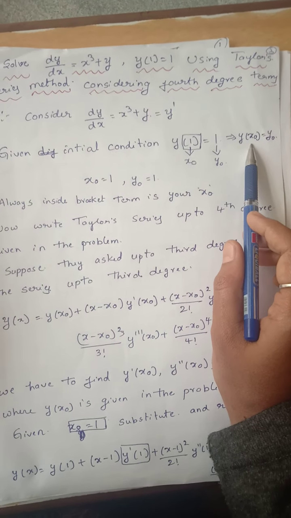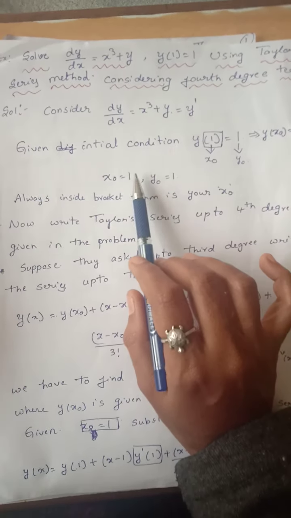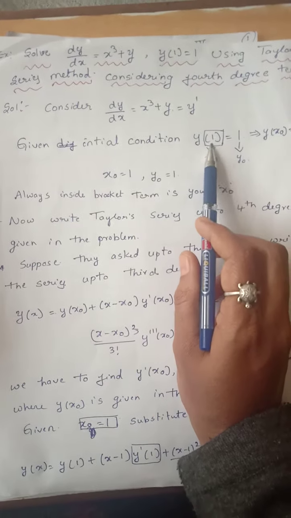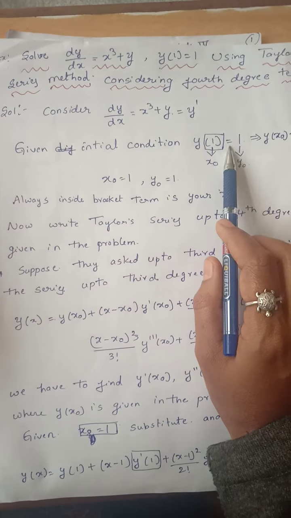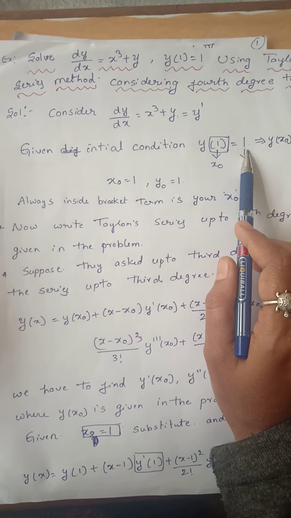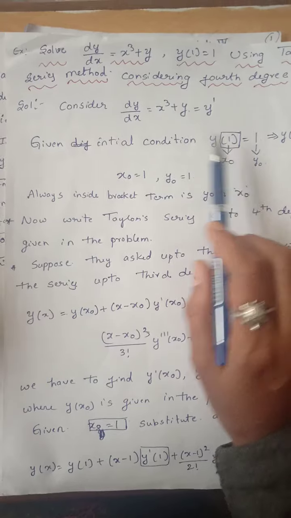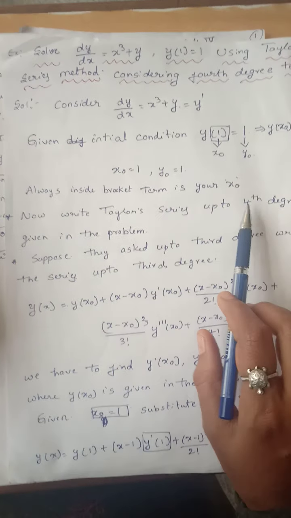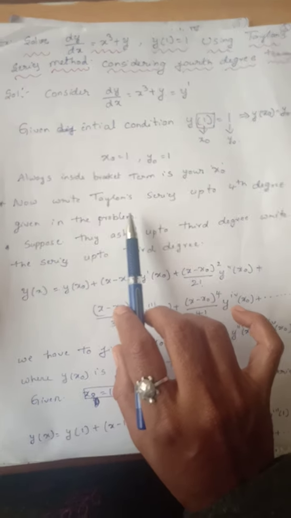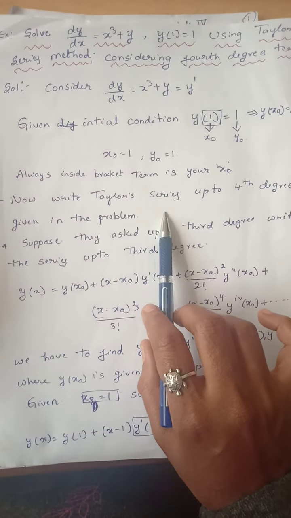If you compare with y of x naught is y naught, x naught is 1. How do you remember this? Always the term inside the bracket is your x naught, and the term on the right hand side of the equal sign is your y naught. Always the term inside the bracket is your x naught. Now the next step. This is the theory I have just written; there is no need to write it in the examination.